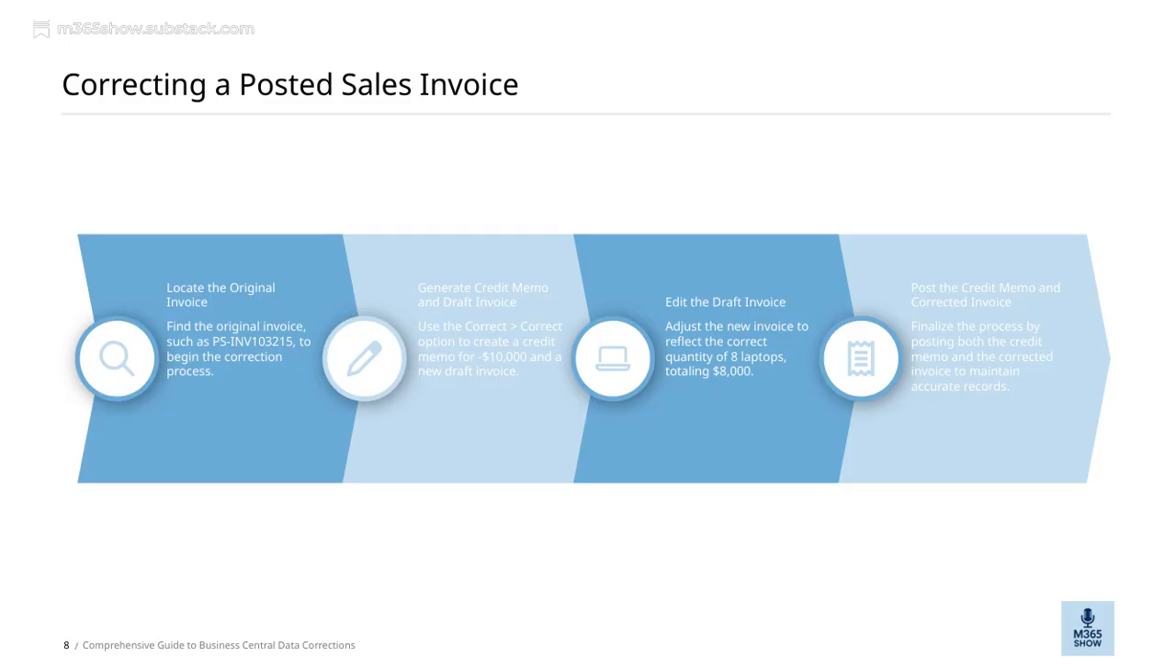Now, let's look at the final steps in correcting a posted sales invoice. It's important to remember that after making your adjustments, you need to post both the credit memo and the corrected invoice. This ensures your records stay accurate and up to date.